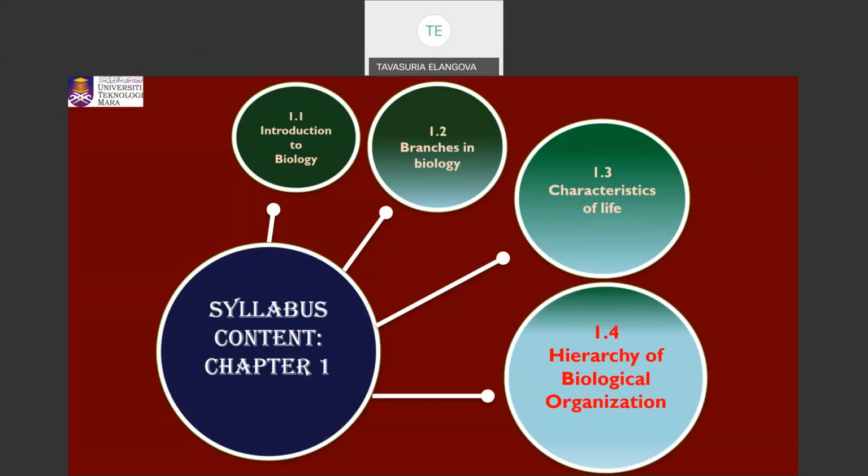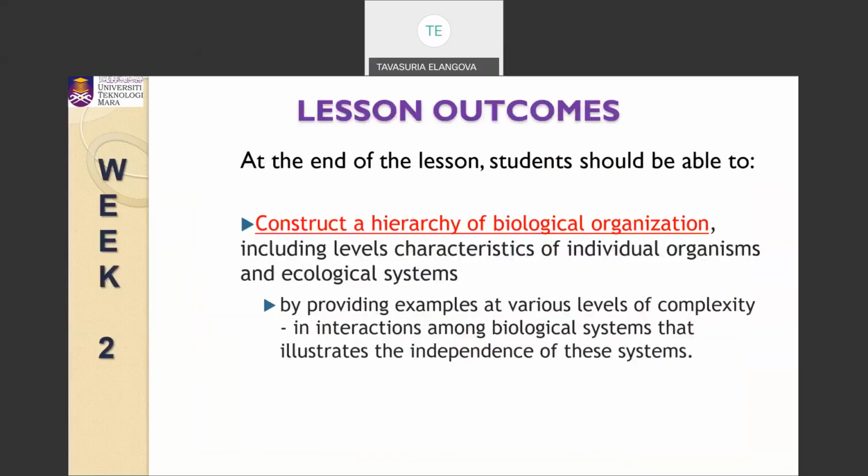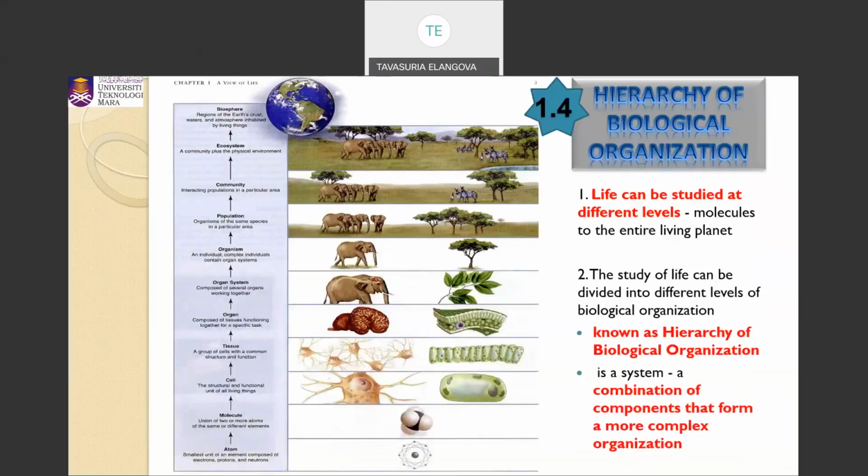So very important. Okay, now we focus on the hierarchy of biological organization. At the end of today's lesson, you should be able to construct a hierarchy of biological organization by providing examples at various levels of complexity. So this is the hierarchy of biological organization.